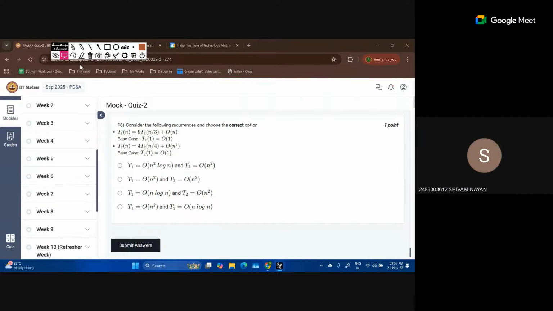Whichever is larger will be the time complexity. Because this will translate to log 4 base 4, so that will be 1. If the work in T2 was O of n, then it will be n log n, because then both will be equal. Yes. Okay.